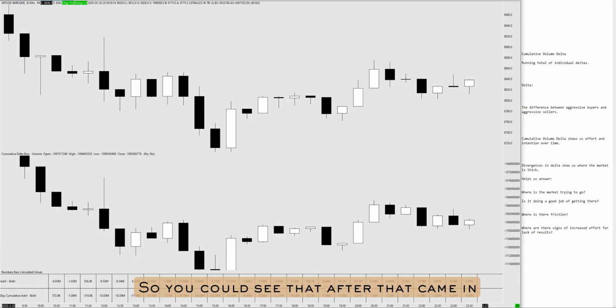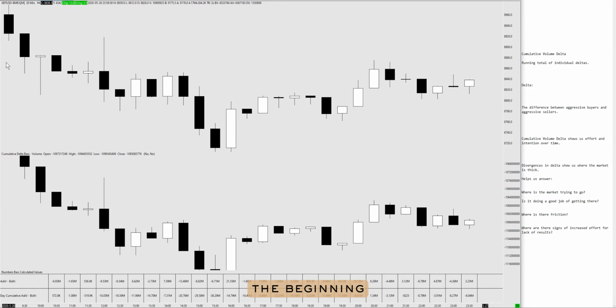So you could see that after that came in, the CVD moved a little bit, in this case towards the positive side, because we took away from that negative value roughly 900,000 contracts. All we're doing is keeping a running total of what the individual deltas are. Whether you have this set to the beginning of the session, the beginning of the values showing on your chart, or all running data, you might have different values, but it's showing you roughly the same thing. The difference between aggressive buyers and sellers individually, and then cumulative, is just added up over time.